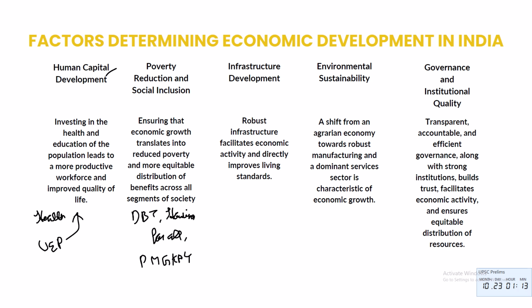Infrastructure development. Robust infrastructure facilitates economic activity and directly improves the standard of living, like construction of national highways, expansion of metro, increased access to electricity. These are a few examples. Jal Jeevan Mission is a good scheme which was brought to implement infrastructure development in increasing water tap connections. Next one is environmental sustainability. A shift from agrarian economy towards robust manufacturing and a dominant services sector is characteristic of economic growth.